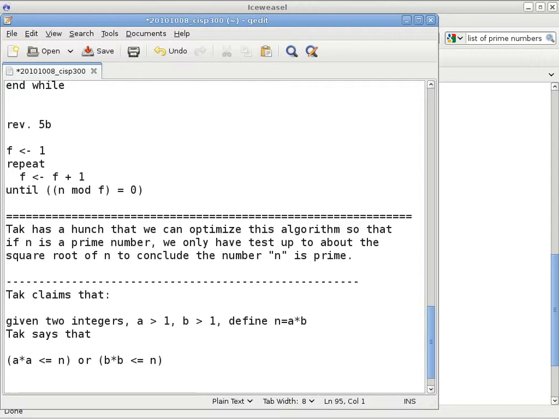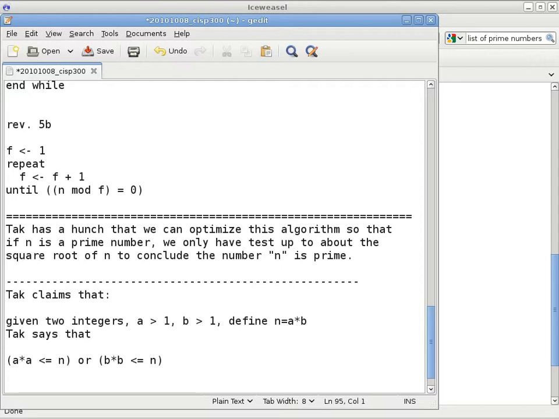No? Well, let's try some real numbers. Let's try 4 and 5. Okay? 4 and 5, that means n equals 20. 4 times 4 is less than or equal to 20. I'm done. Because this is a disjunction, I only need one side to be true.